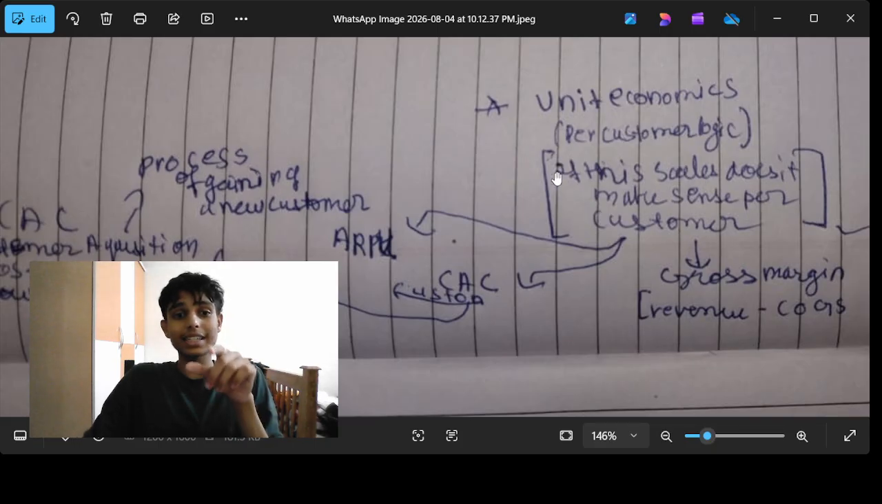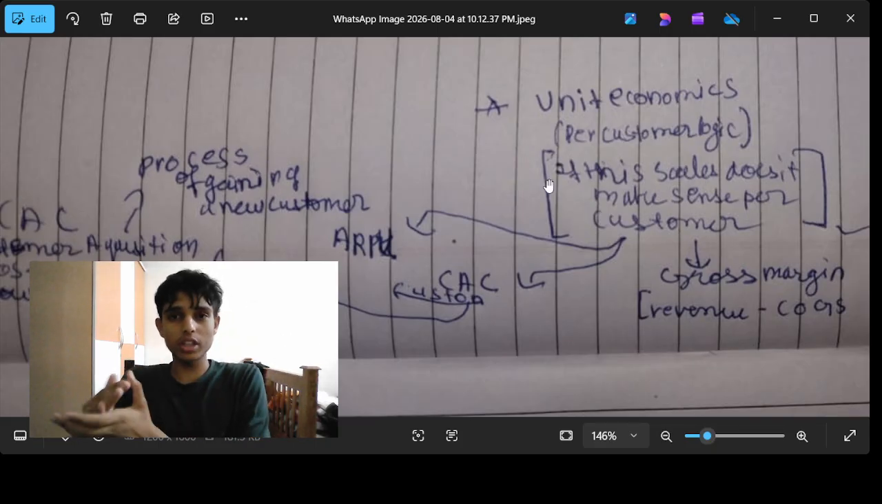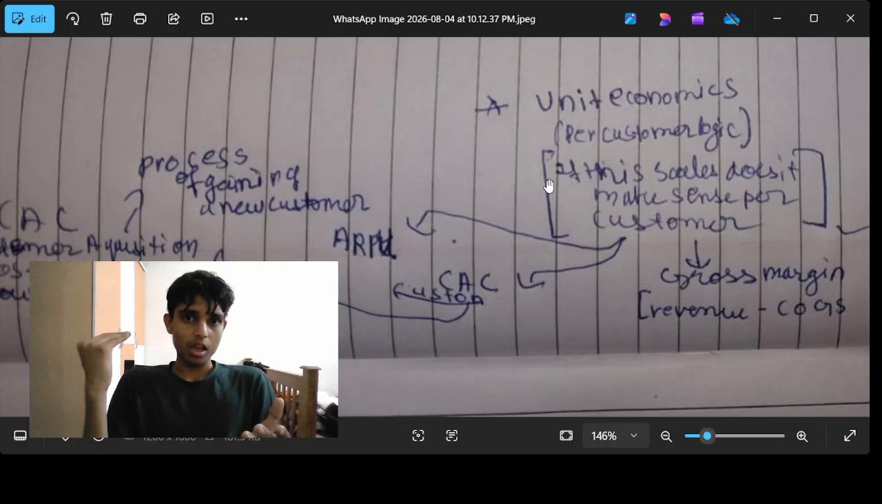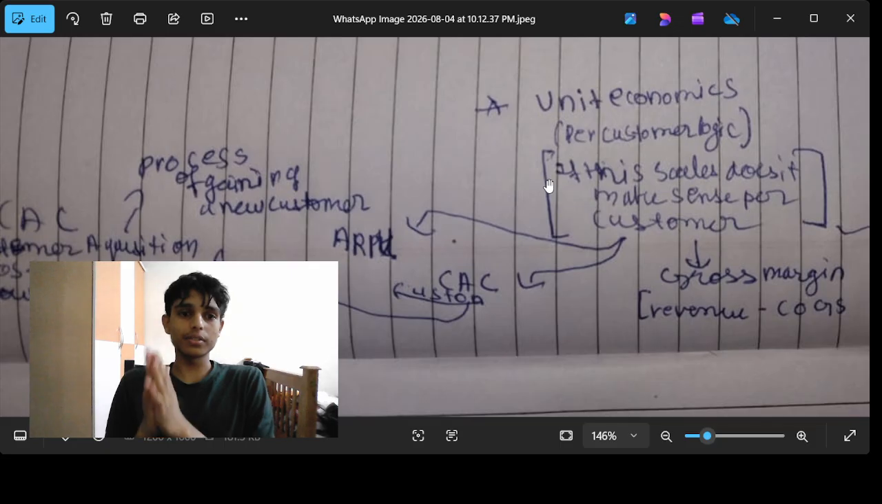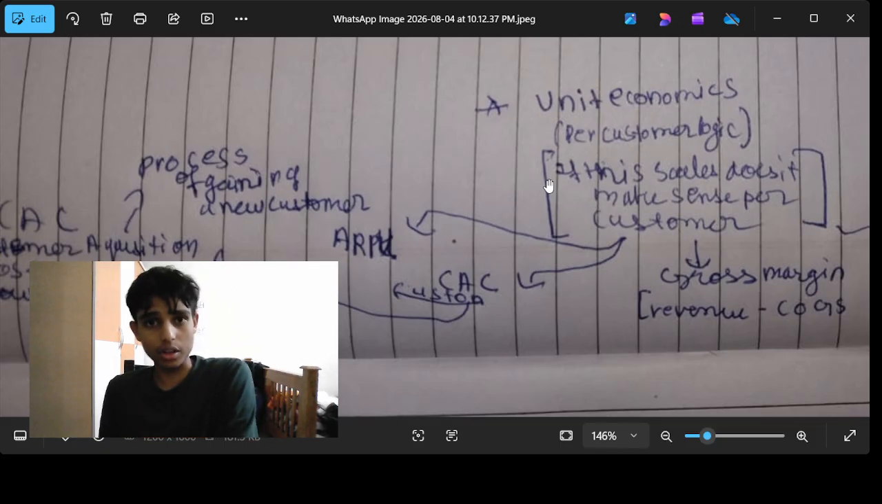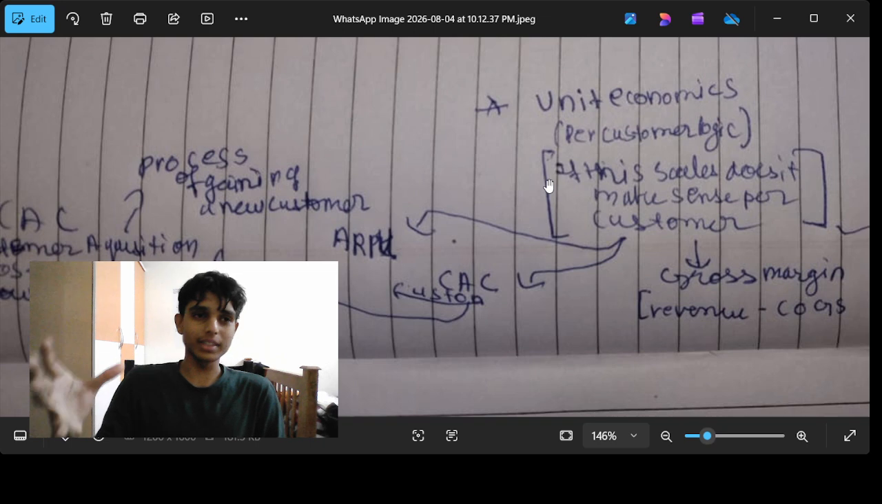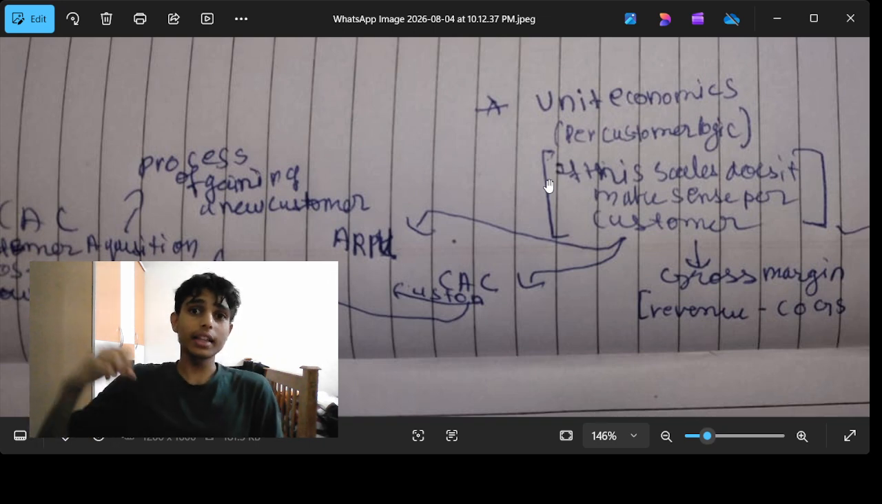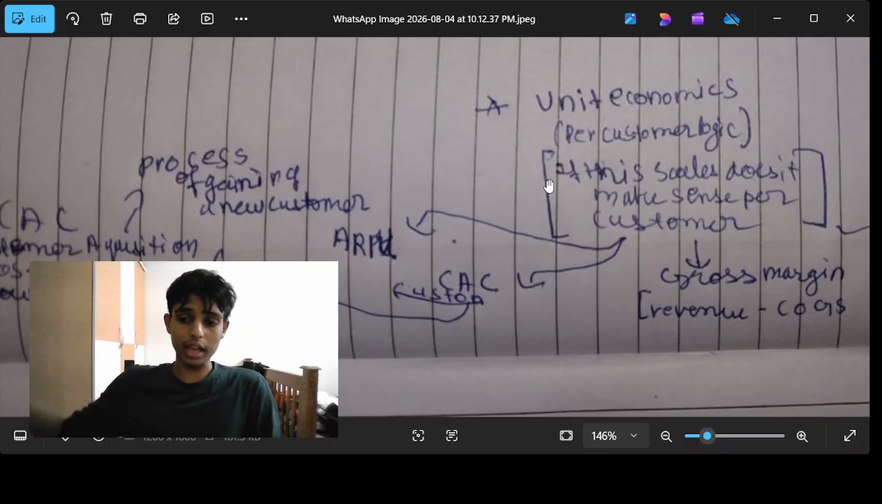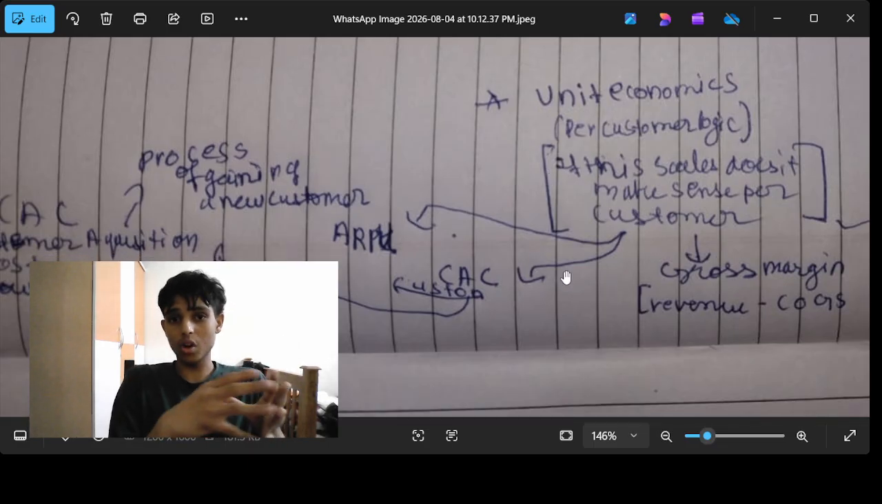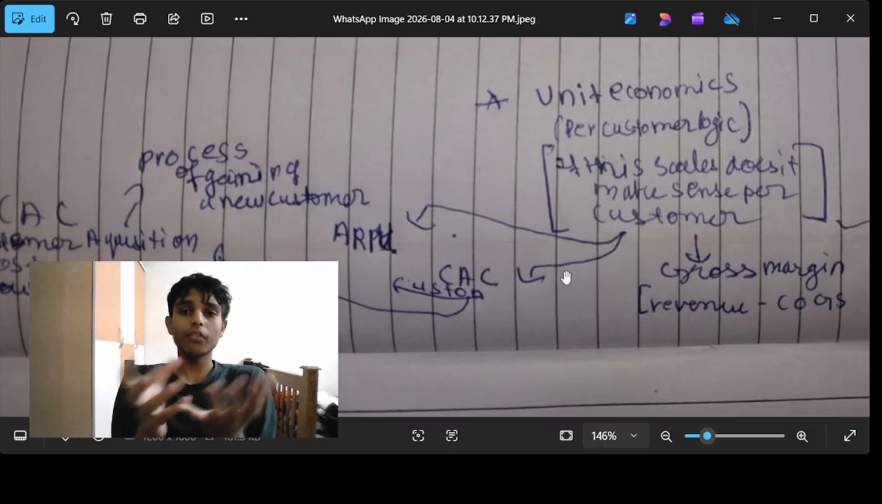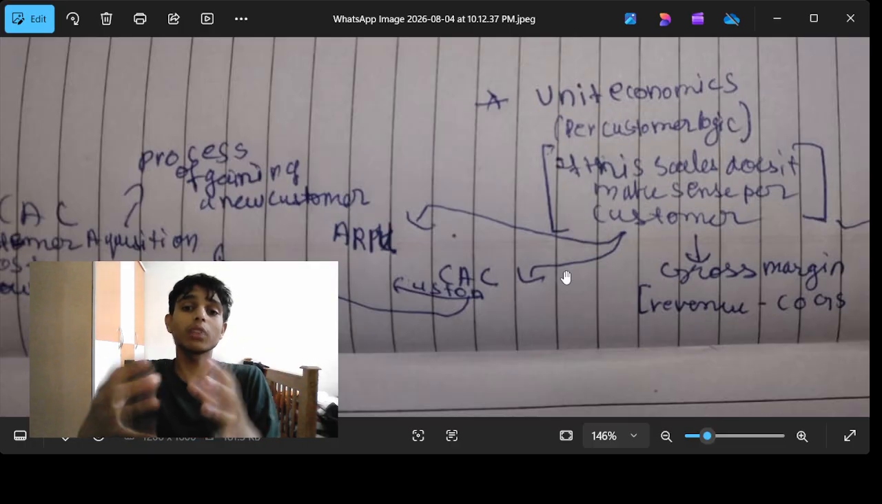Then it depends on CAC, which is customer acquisition cost. Acquisition means acquiring a customer, and the expenditure done on marketing to acquire a customer is the customer acquisition cost. So customer acquisition cost is one thing. We're finding how much money is spent and how much profit we can get from one unit.